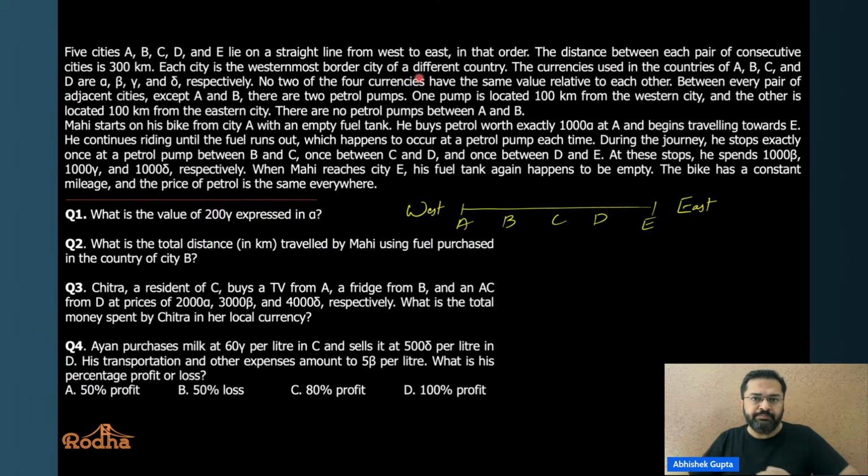The distance between each pair of consecutive cities is 300 kilometers. So what does that mean? These are the marks. This is 300, 300. So this would be 300, this is 300, this is 300, and this is 300. Simple data. Each city is the westernmost border city of a different country. Now, this is important here. What is the meaning? That all these cities fall in different countries. But when it says the westernmost border city of a different country, this is different. That was the part you need to understand in this question.